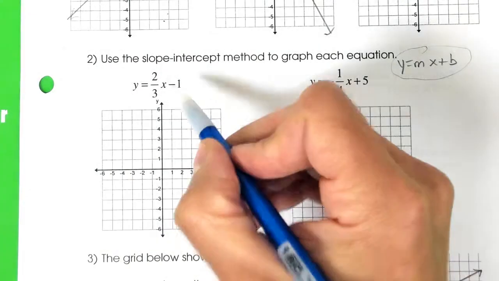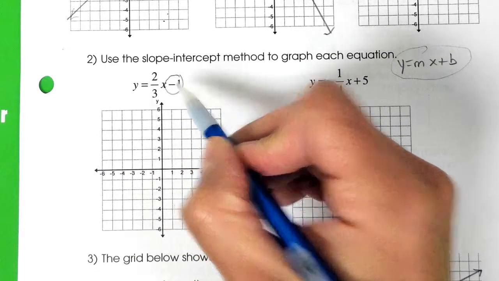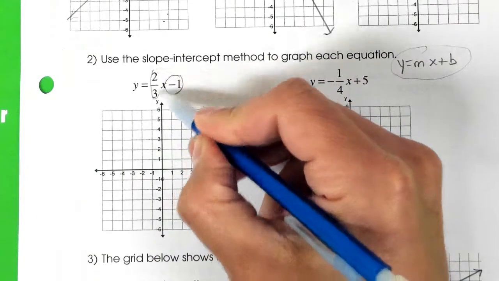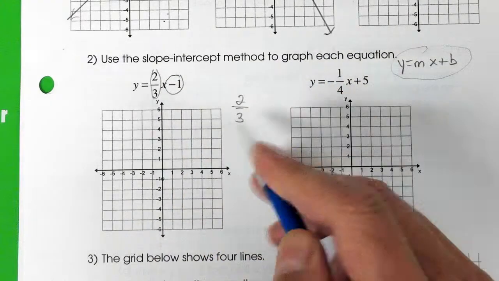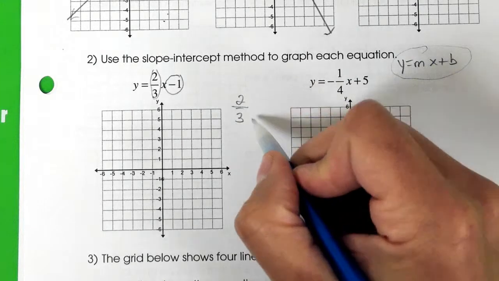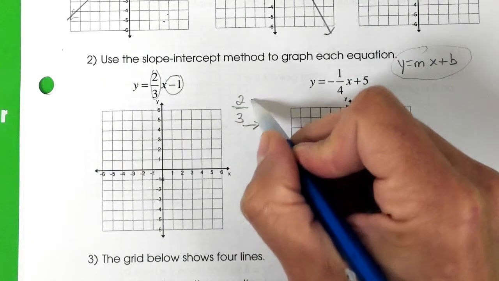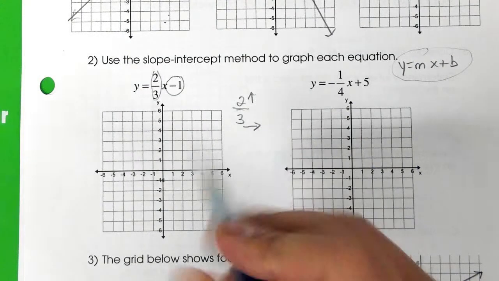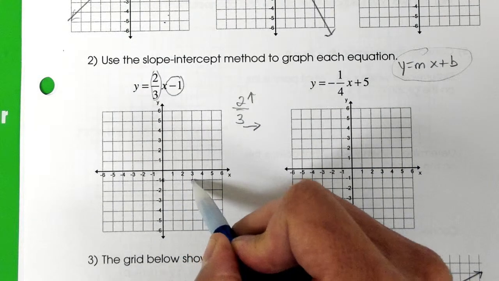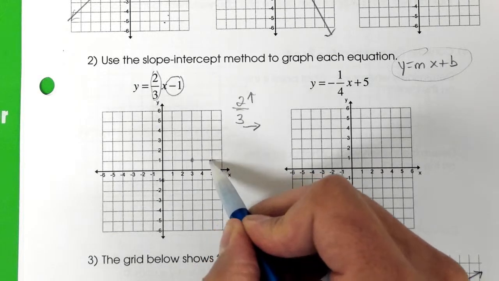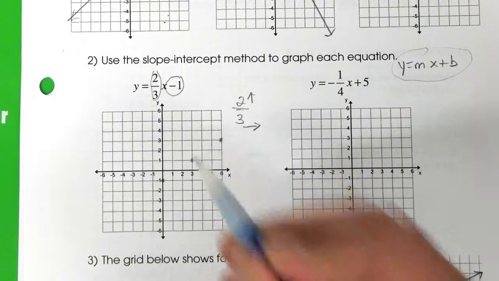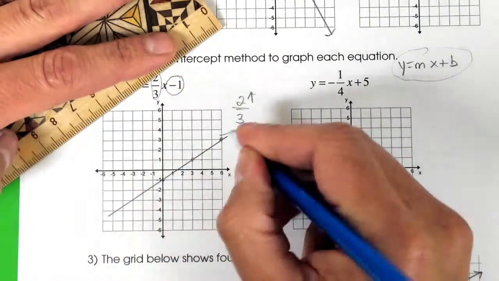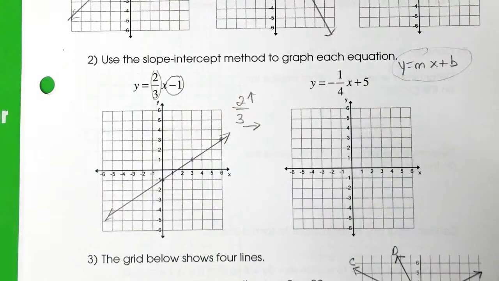Okay, so for the first graph, the first feature we see is that the y-intercept is at -1. So you should have a plot at -1. You can also see the slope is 2/3. This is a positive 2/3. So this tells us that as we change horizontally by 3 to the right, we need to move up 2 units vertically. So 1, 2, 3 to the right and 2 units up. So we now have 2 more points on our line. If we connect those points, the graph should look like this.